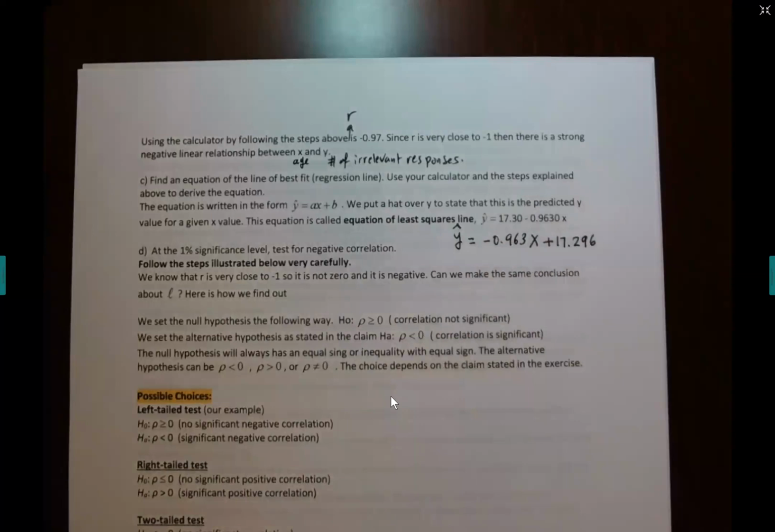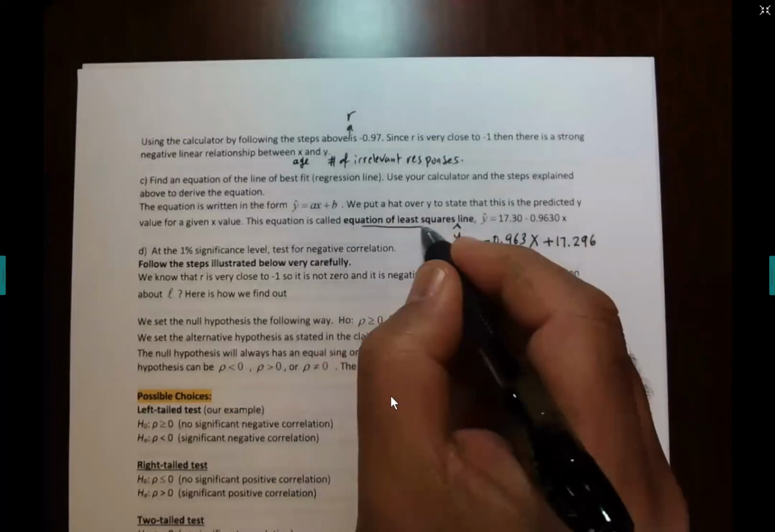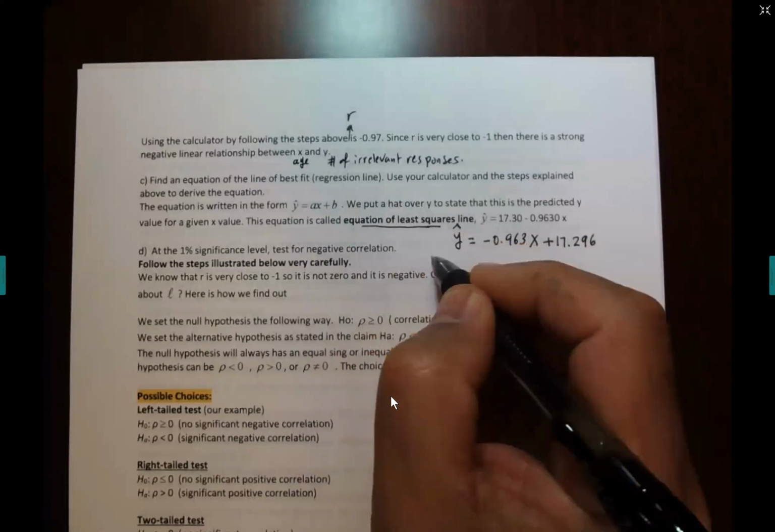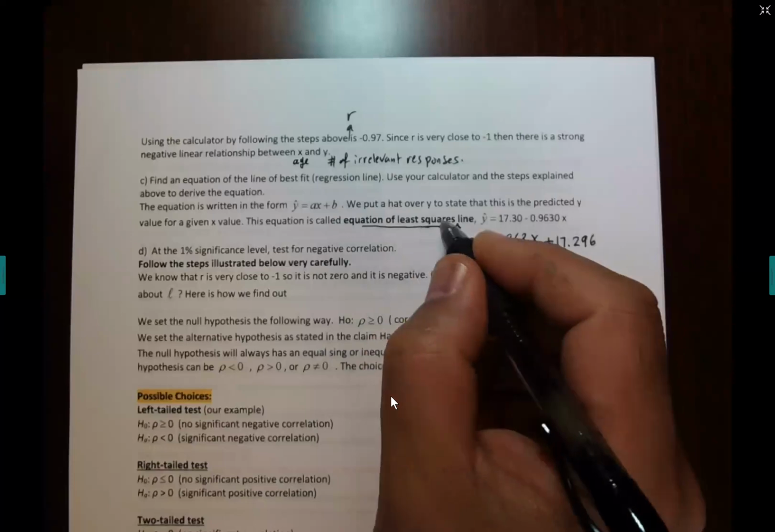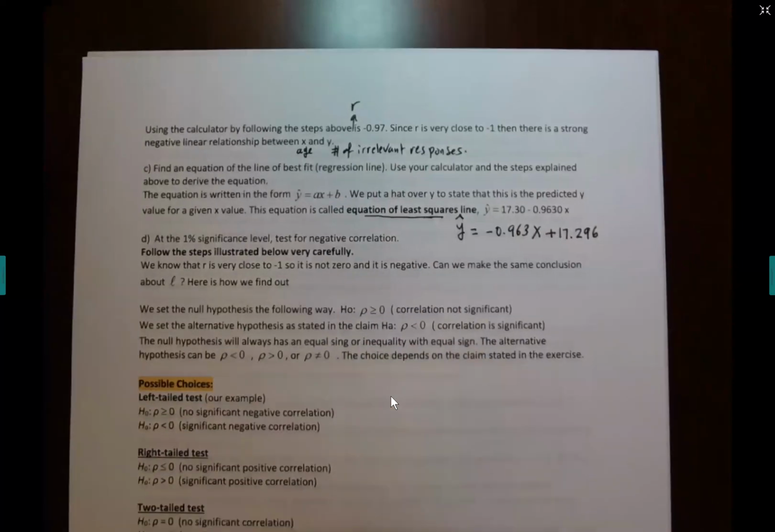They call it the equation of the line of best fit, or it is called the equation of the least squares line, as you can see. So if you are asked to find the equation of the regression line, or the line of best fit, or the equation of the least squares line, this is what you do, guys. You just find this equation.